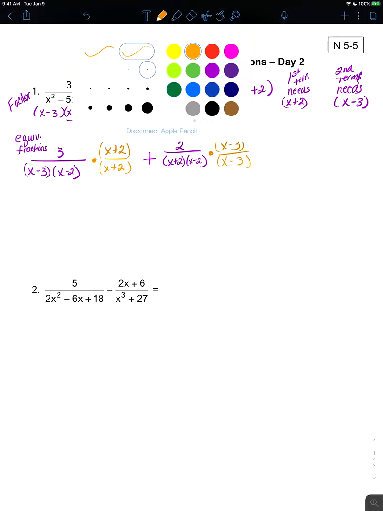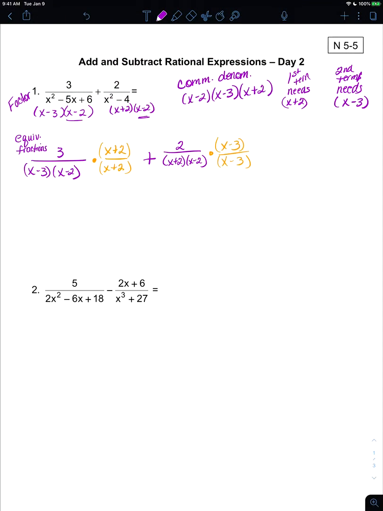Okay, so now we've got to multiply these things out. So we're going to multiply this whole thing out. And remember, this 3 is multiplied by that x plus 2. So that makes 3x plus 6. And now that's over that whole common denominator. So x minus 3, x minus 2, x plus 2.